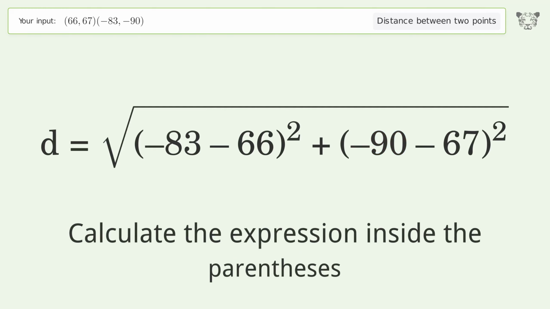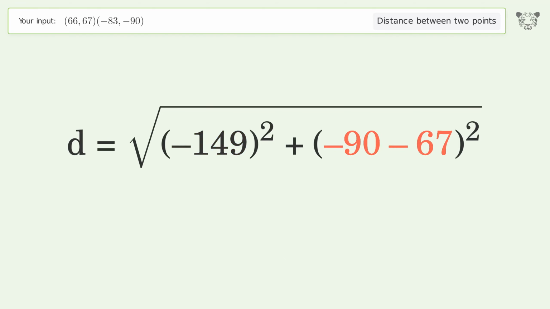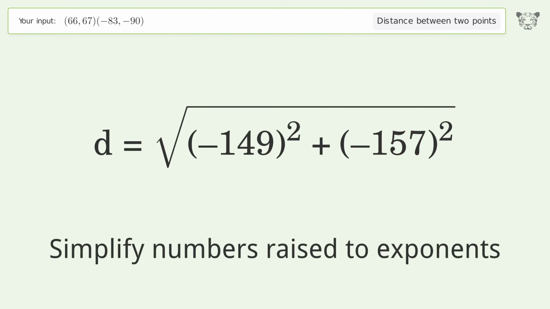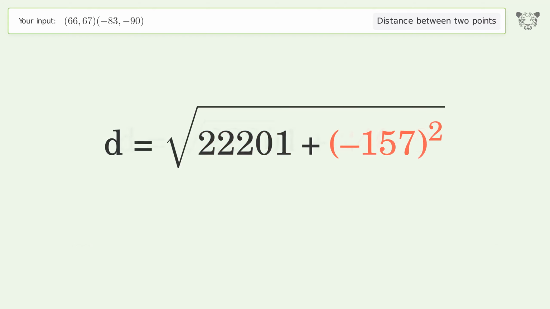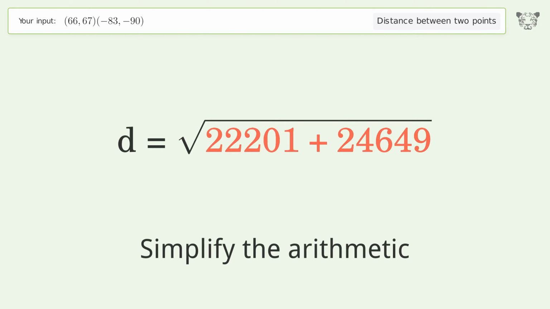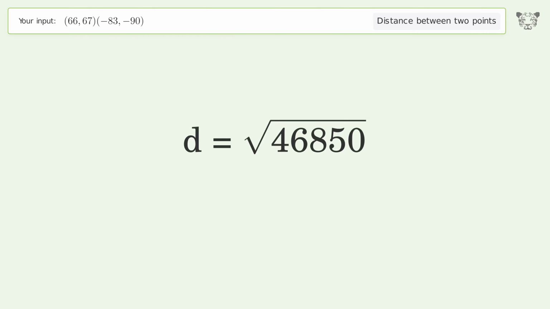Calculate the expression inside the parentheses. Simplify numbers raised to exponents. Simplify the arithmetic. And so the distance between the 2 points is the square root of 46,850, or 216.449.